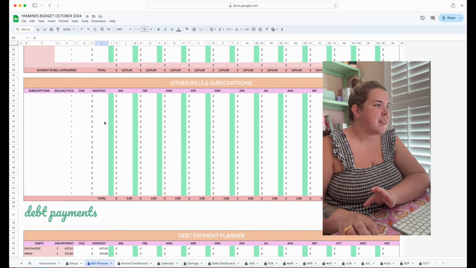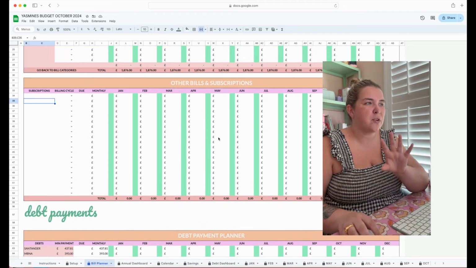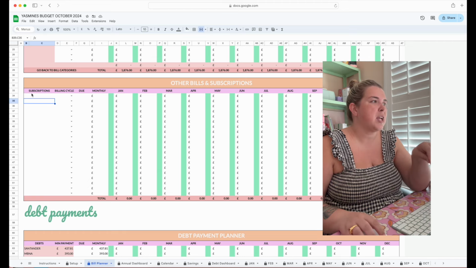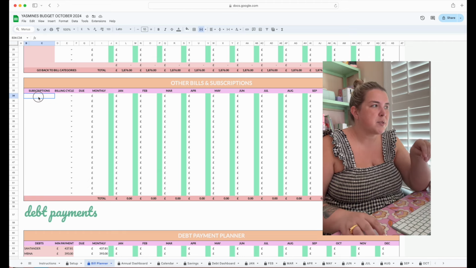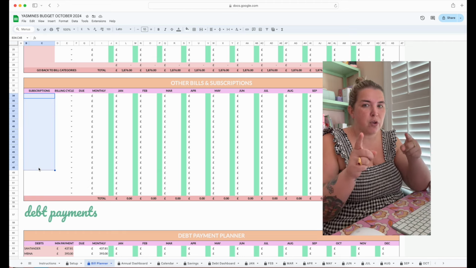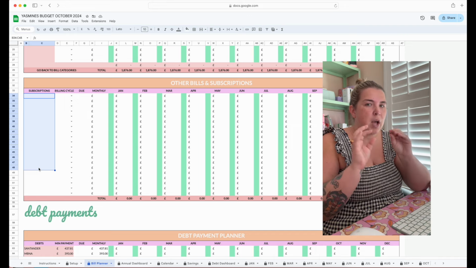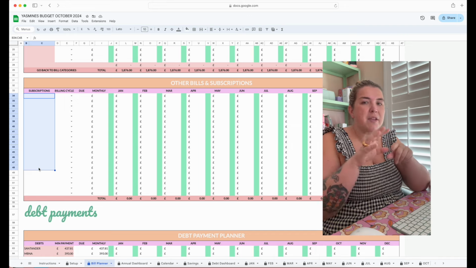You can then add in your subscriptions. So this bottom section here, just for anyone else who wants to use this spreadsheet, you add your different subscriptions in here, but they don't pull through into your monthly pages.